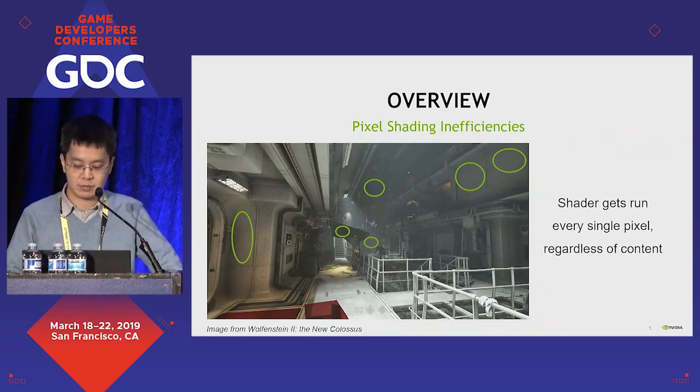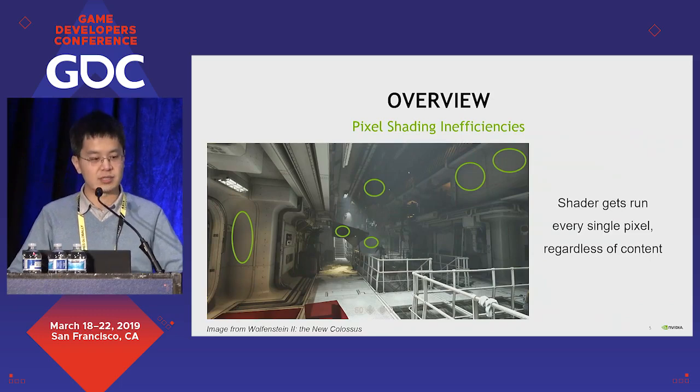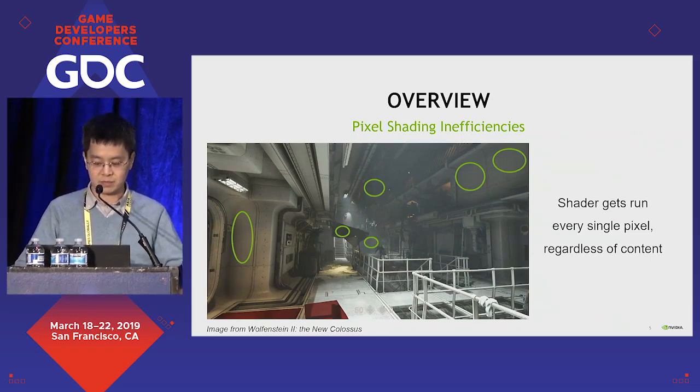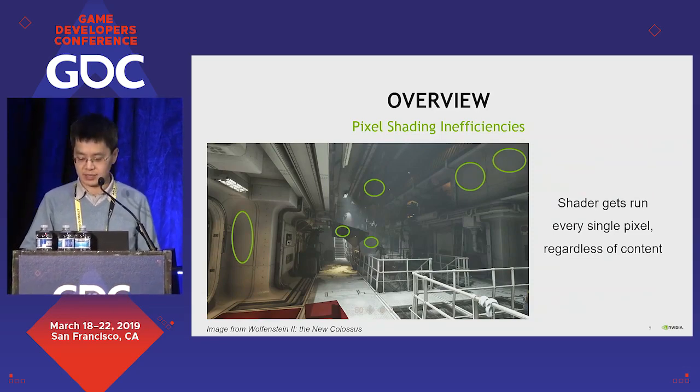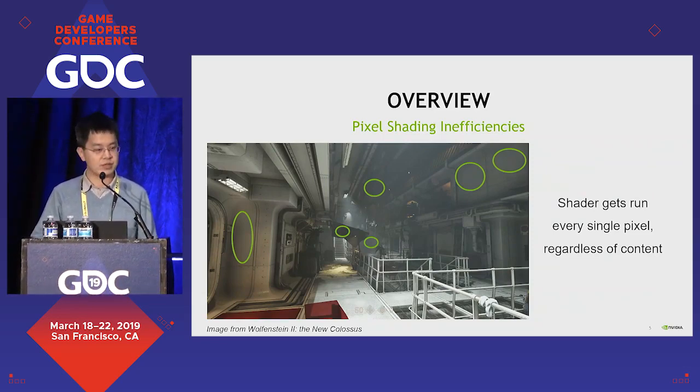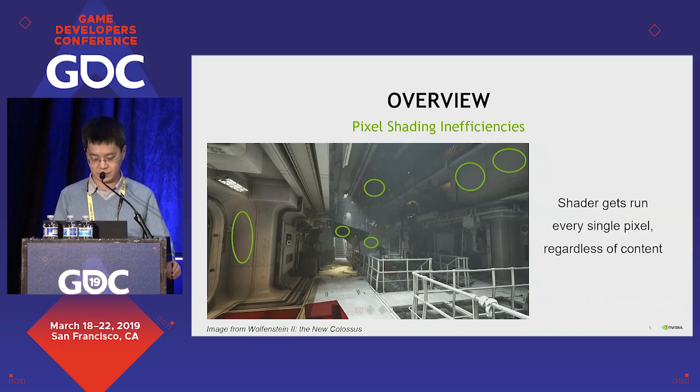So this caused us to re-examine the rendering pipeline and look for inefficiencies that we could improve from the hardware side. One problem with the pipeline we've been using is the lack of level of detail control in shading. Instead, we run shading at the same rate everywhere, regardless of content. And this clearly has caused some waste, like what I'm highlighting in this image.